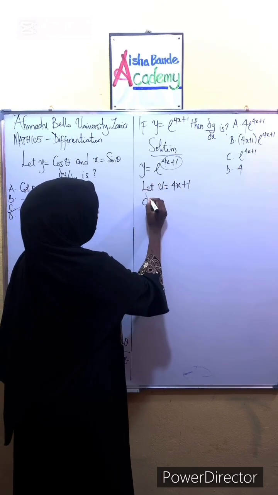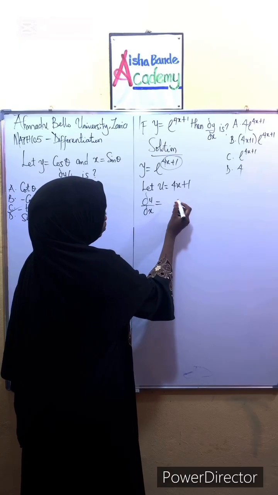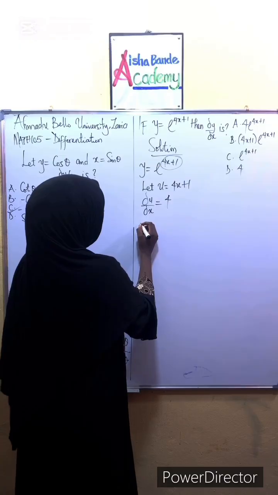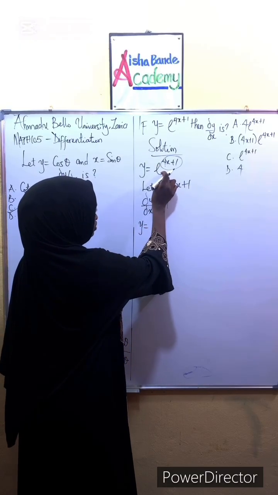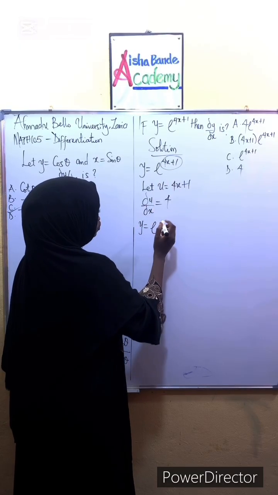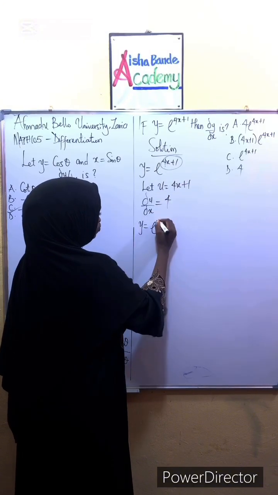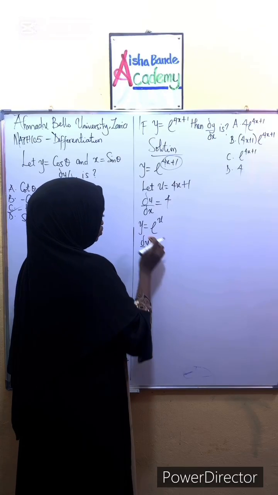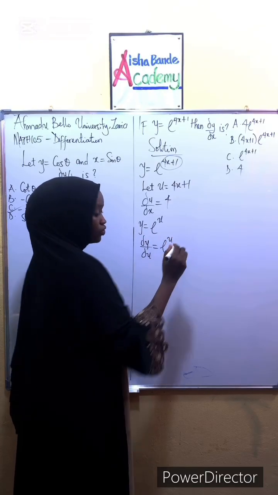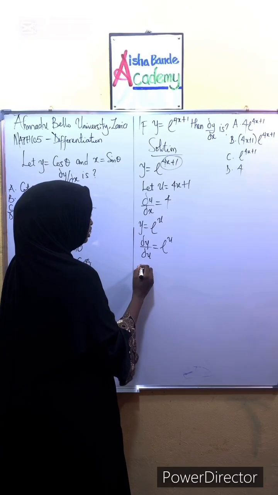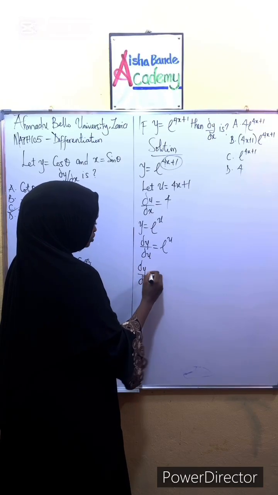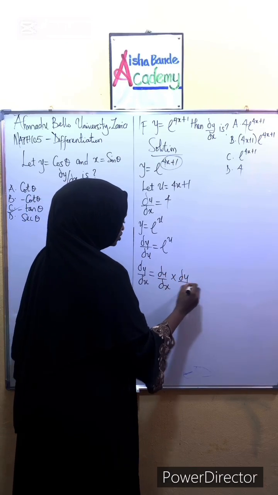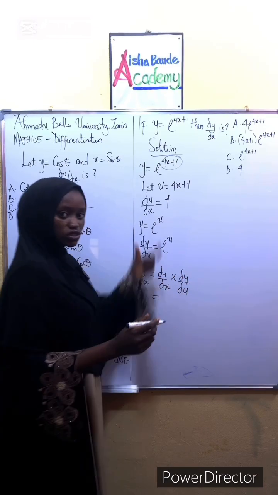So here we find du/dx. This is equal to the derivative of 4x plus 1, which is going to give us 4. Okay. So the next thing we need to do now is to say y is equal to, coming back to the expression given, e raised to the power of 4x plus 1, now substituted with u. So from here we find dy/du. This is still going to be e raised to the power of u. So now for us to get dy/dx, it is going to be du/dx times dy/du.